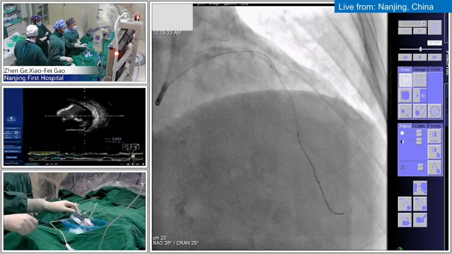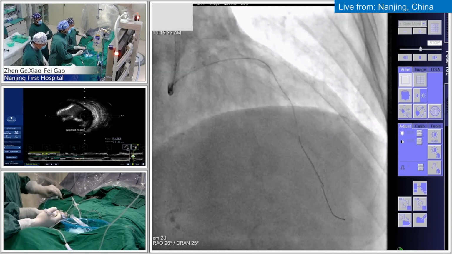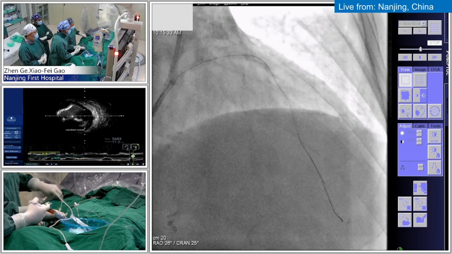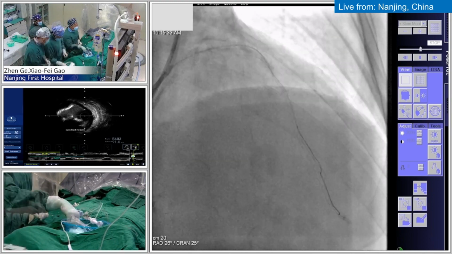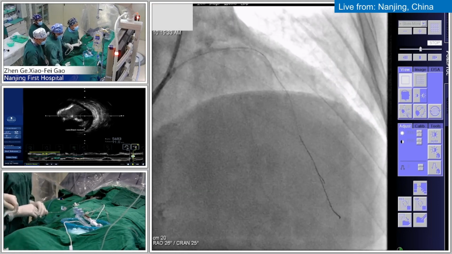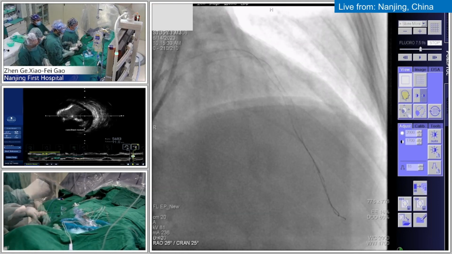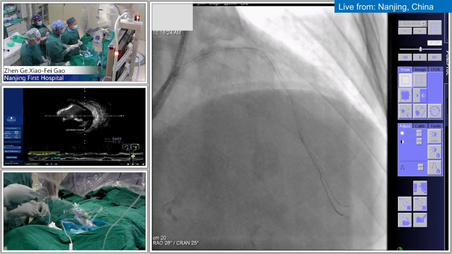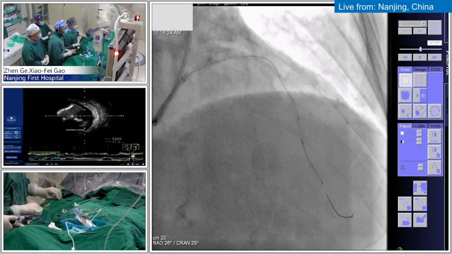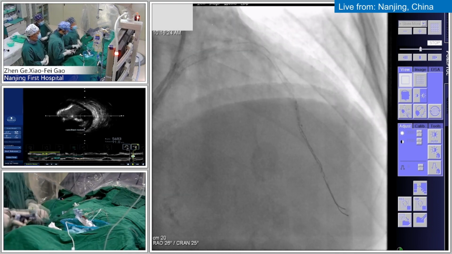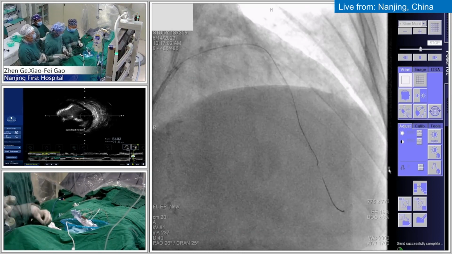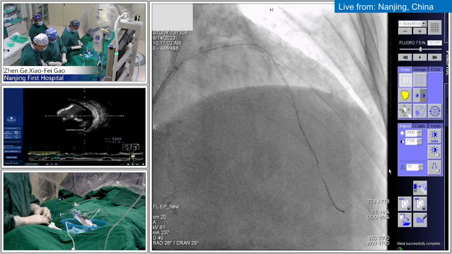Based on IVUS, the calcification is not severe, so I want to use a non-compliant balloon to prepare this lesion, probably not the cutting balloon. Use the wire and the 2.25 non-compliant balloon to prepare the distal LAD. What size balloon is this? 2.25, high pressure, 14 up to 18. I want to use another, larger non-compliant balloon to prepare the middle LAD.